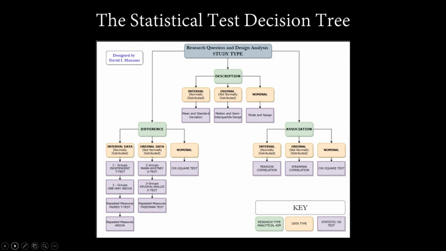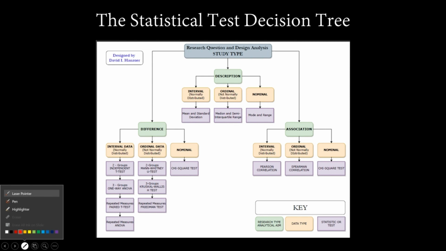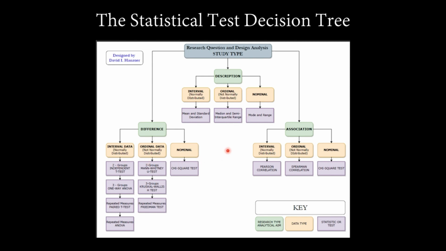Okay, let me just turn on my laser pointer here. So the first thing we're going to do is go through the statistical test decision tree and see where the repeated measures or paired t-test is situated. First of all, as always, we start from the design, analysis, research question.